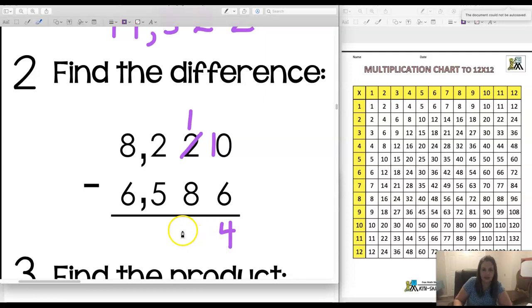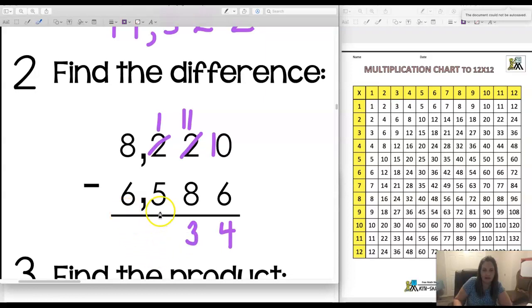1 subtract 8, I cannot do that. So I'm going to go to my hundreds, take one of them, so it leaves me 1 left, unbundle it to 10 tens. I already have 1 10, so now I have 11. 11 minus 8 equals 3.